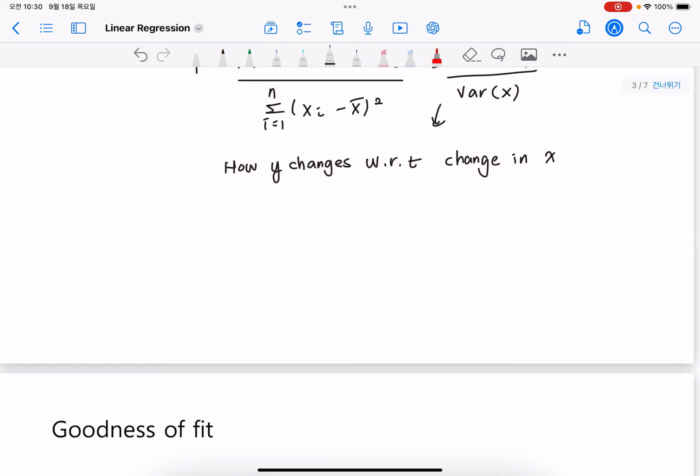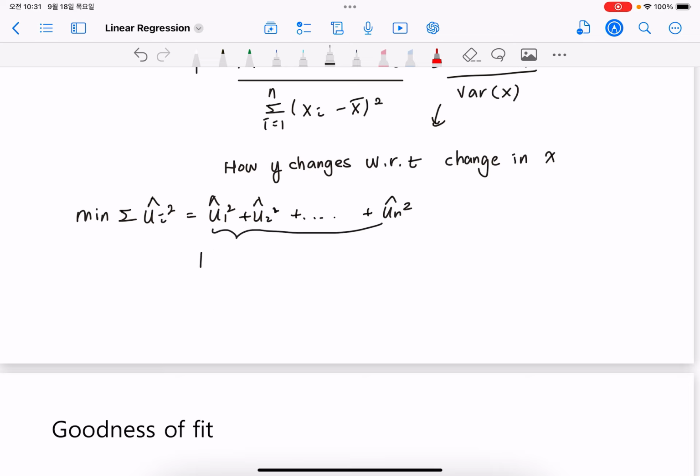But there is a limitation of the regression, which is, let me bring back this sum of square residual formula. If we spread this, it is nothing more than u1 hat squared plus u2 hat squared, all the way to un squared, right? So what does this basically mean? It's putting the equal weight to every u.